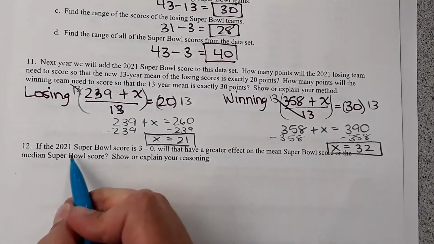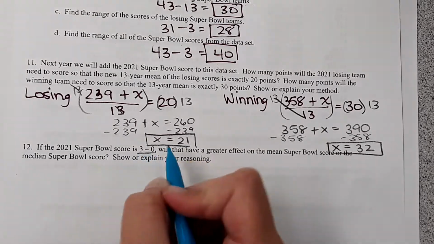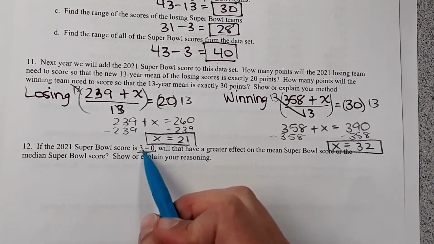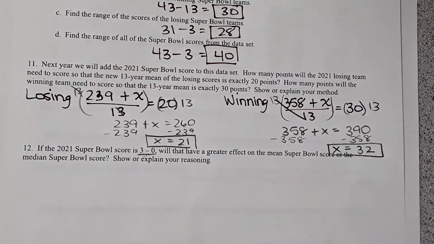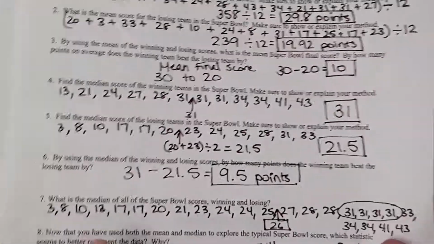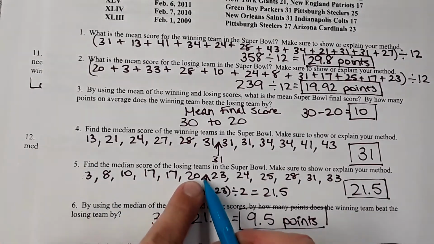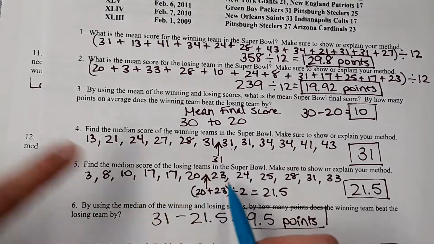Number 12. If the 2021 Super Bowl score is 3-0, will that have a greater effect on the mean Super Bowl score or the median Super Bowl score? Show or explain your reasoning. Well, 3 to 0 would be a very low score for a Super Bowl based on all the data. So this would have a big effect on the mean, the average. It wouldn't affect the median as much. So to find the median, we would put the numbers in order from least to greatest. And if we had an extra 0 or 3 over here, the median would only shift one number. Whereas if we averaged in a 0 or a 3, it would shift the mean.